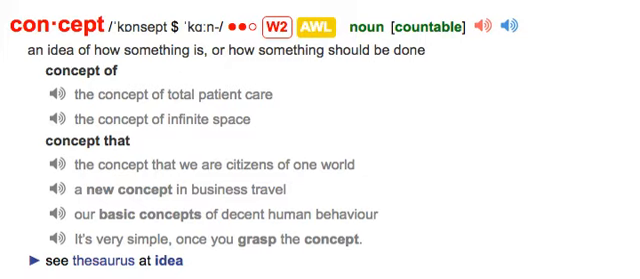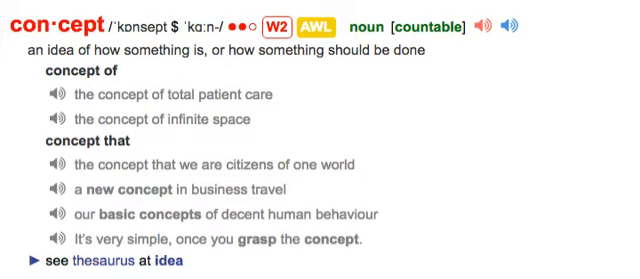Concept of. Those two words go together. The concept of total patient care. The concept of infinite space. Concept that. The concept that we are citizens of one world. A new concept in business travel. Our basic concepts of decent human behavior.